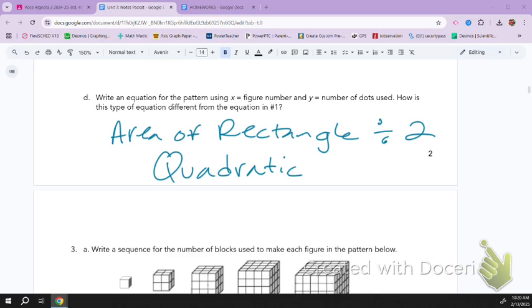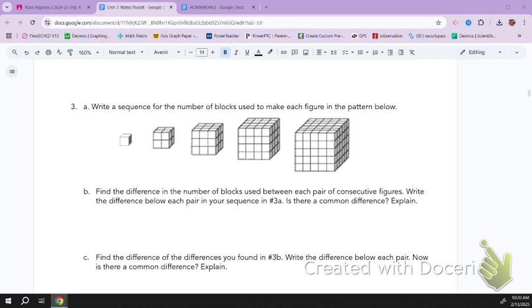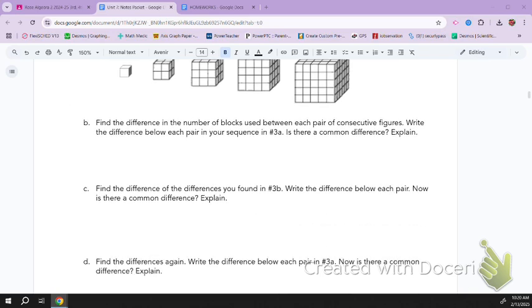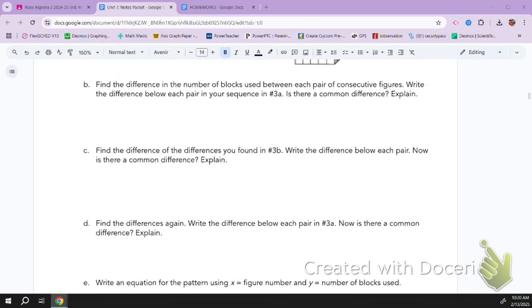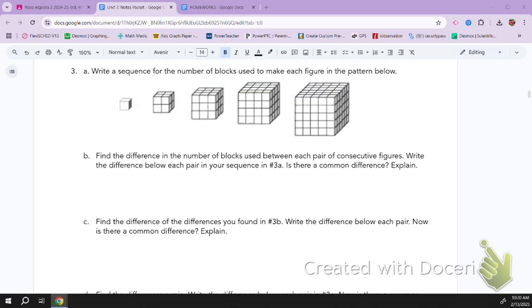Next page, we've got another figure of blocks. So with your group, write out the sequence for the number of blocks. You can't see some of them, but think about a 3D block. Find the difference. Find the second difference. You're going to find the third difference, and then we'll talk about the equation. So with your team, you're going to do A through C.